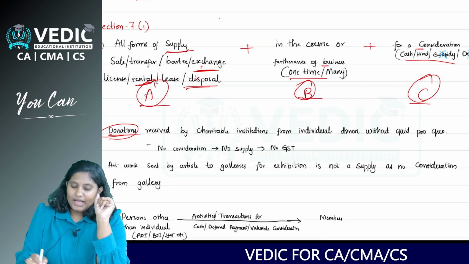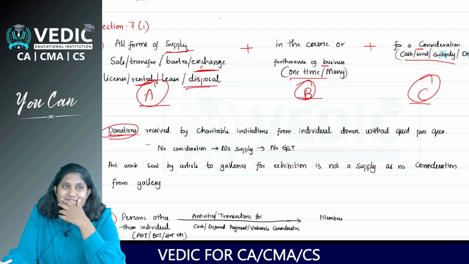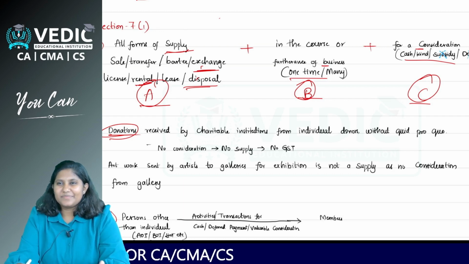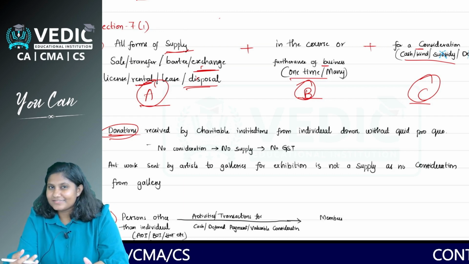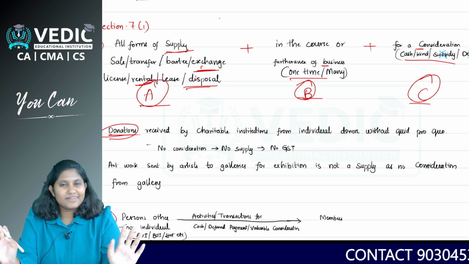Okay. Next, in the course or furtherance of business. Normally we have this general notion of what business is. If a person is doing business, what do we consider? From morning to evening, throughout the year, he'll be earning money. He'll be selling goods and earning money.